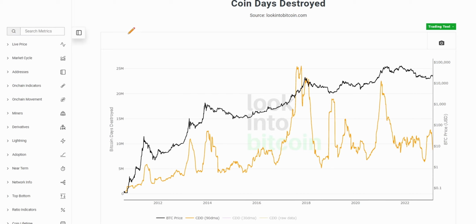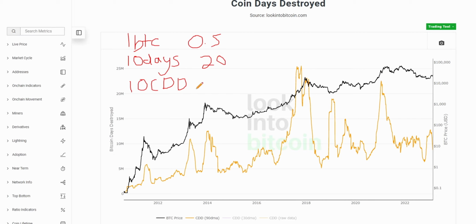So for example, if I held 1 BTC and I held that 1 BTC for 10 days, and then after those 10 days, I transferred it to a new wallet, potentially to actually sell that BTC, I would add 10 coin days destroyed to this metric. And the same calculation would be true if I just held 0.5 BTC for 20 days. That would also equal 10 coin days destroyed added to this metric, as 0.5 multiplied by 20 would equal 10, as just 1 times 10 would.